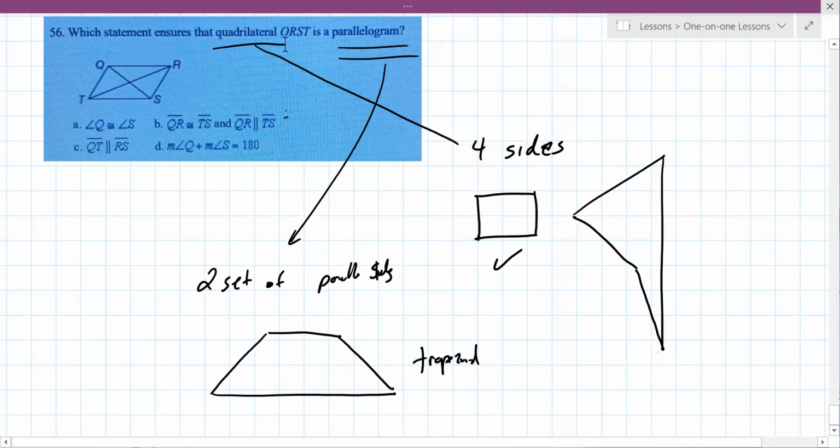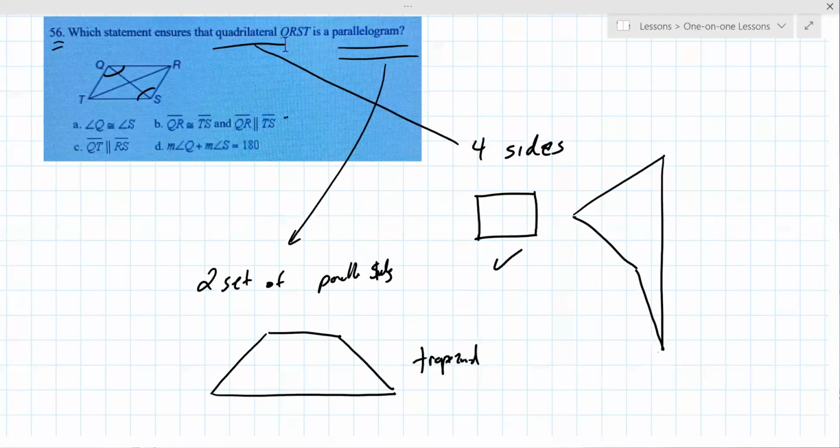Let's look at angle Q being congruent to angle S. Is that enough? No. QR is congruent to TS. QR is parallel to TS. I actually don't know the answer to this because there's quite a few things here. Do you have the answer key? I'm willing to say that it's B. Yes, it is B. So let's talk about why.